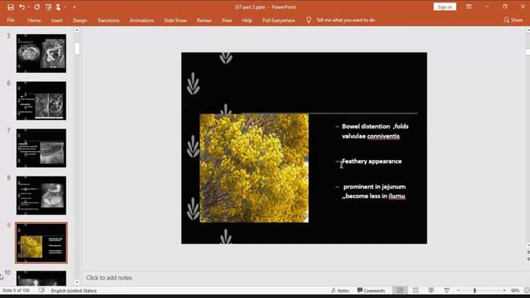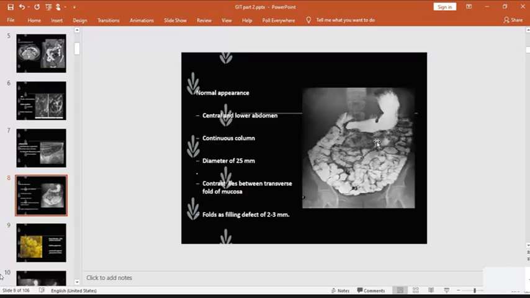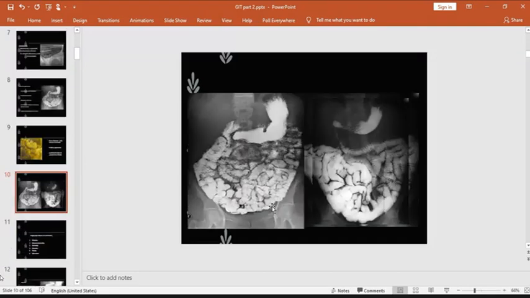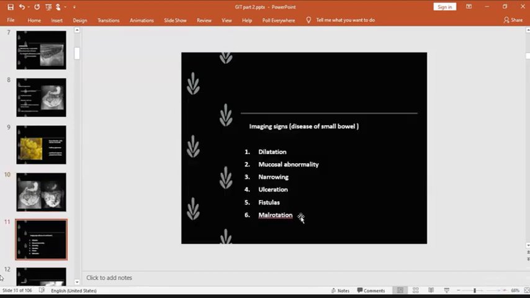Similar to the appearance of this tree, it is called valvulae conniventes, with a feathery appearance. The appearance is more prominent in the jejunum and less prominent in the ileum. This is a normal barium follow through.